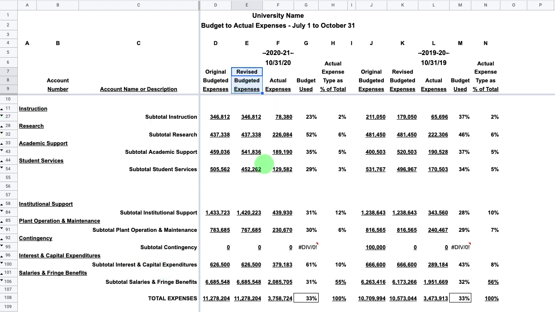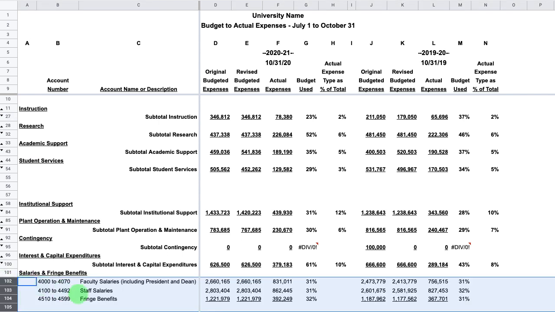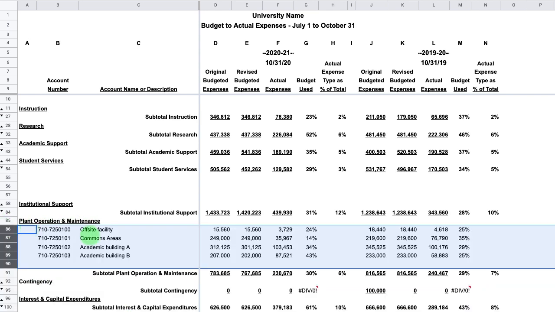Now, these are all rounded numbers or rolled up summary numbers. You can see the subtotal of instruction, the subtotal of research. I wanted to start with it this way because once we open it up and get into the detail, we can see where our expenses are actually coming from. We're going to look closer at one of these items, but to give you a sense of what's in these things, salaries and fringe benefits, that's faculty salaries, staff salaries, and benefits. Plant operation and maintenance, just to pick a few of these big categories.